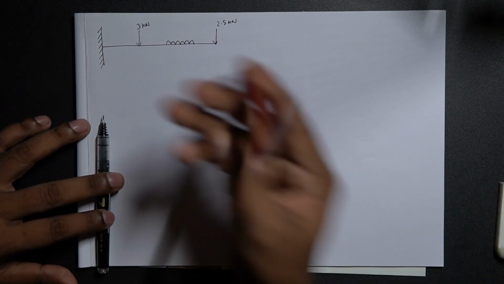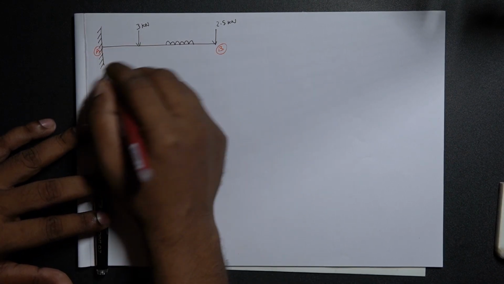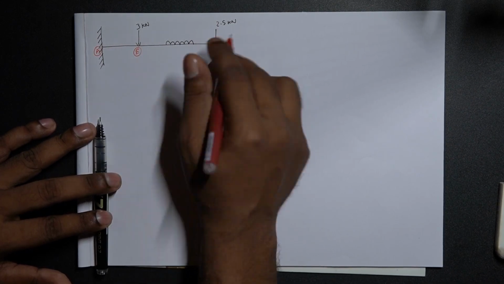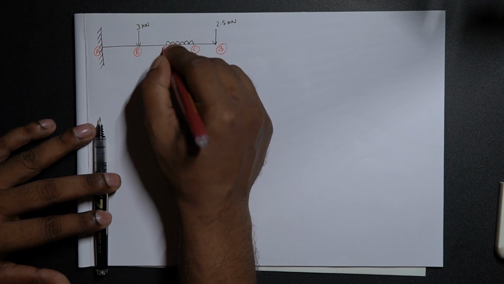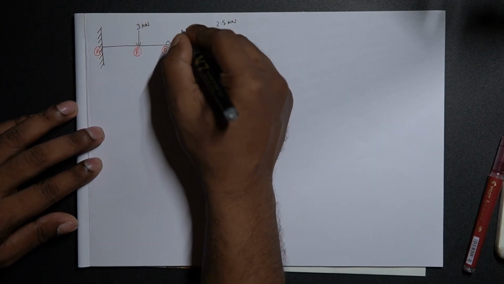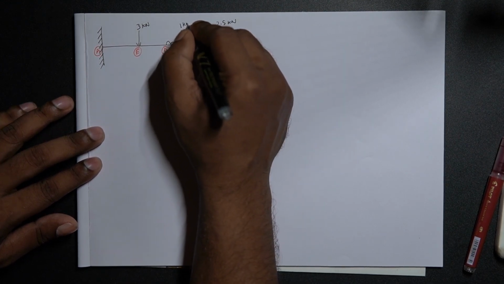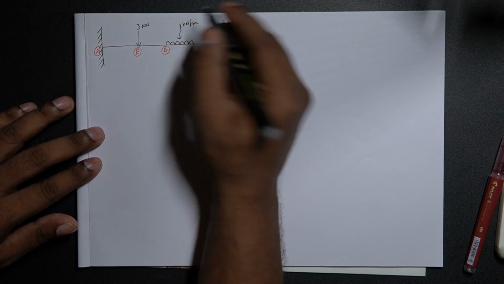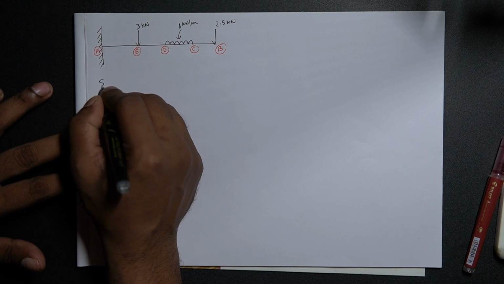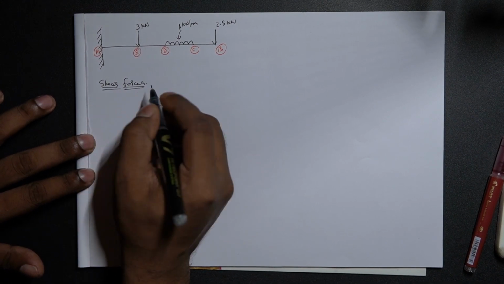Let's just name our points. This is A, this is B, this can be C, D and E, either way, whichever works. The nomenclature is not important. This is a UDL with 1 kilonewton per meter. So let's calculate the shear forces first.